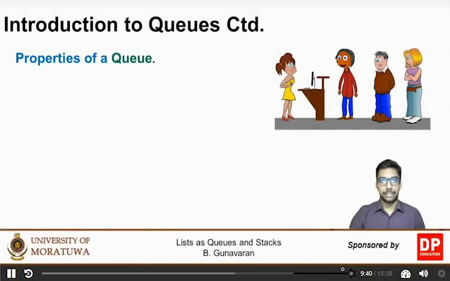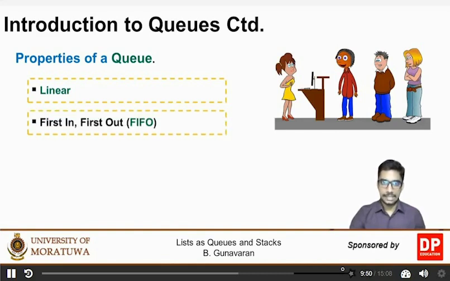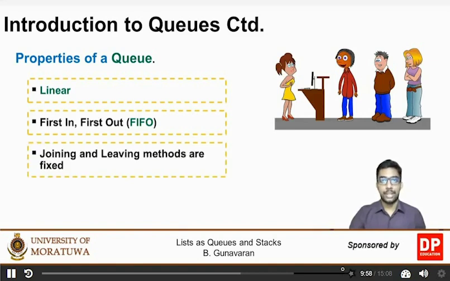Let us identify the properties of a queue from the previous example. First, the queue is linear. It does not have any branches. There is only one line. Second, the person who enters first leaves first. First in, first out. Third, how people join and leave the queue is fixed.